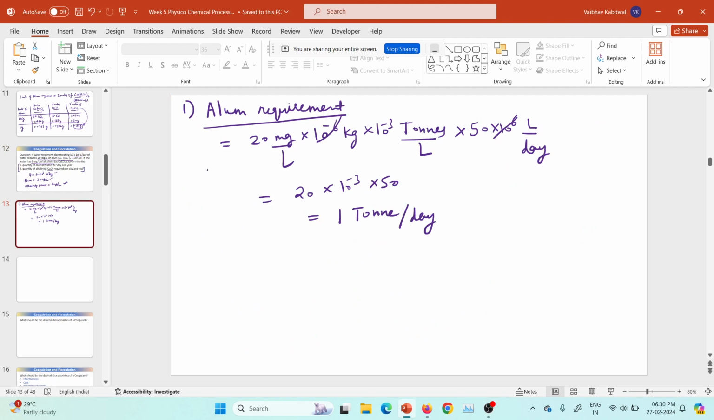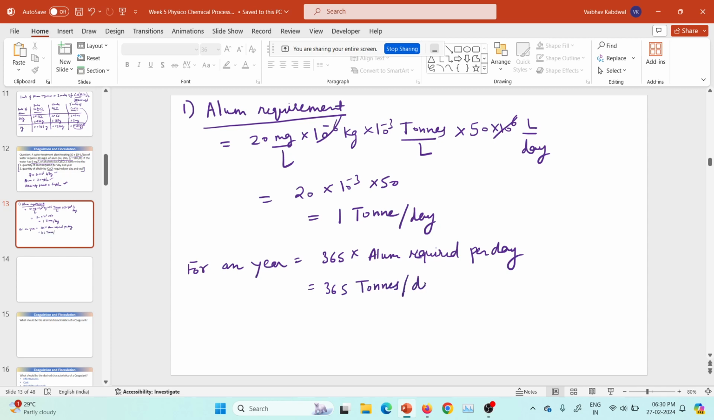So this is per day; for a year, it will be 365 into the lime requirement per day. That will be 365 into 1, that is 365 tons per year. This is the lime requirement.